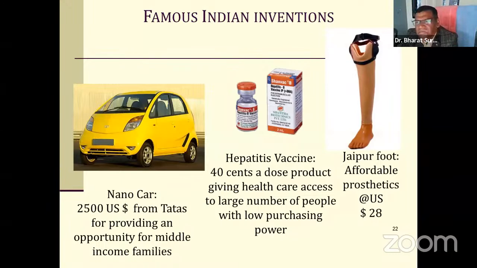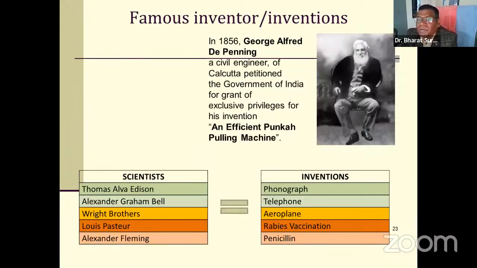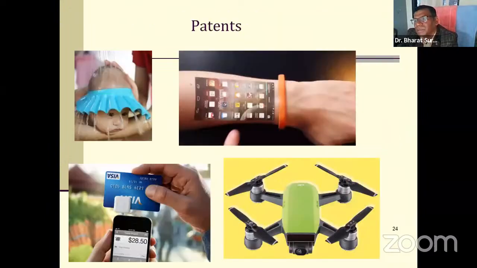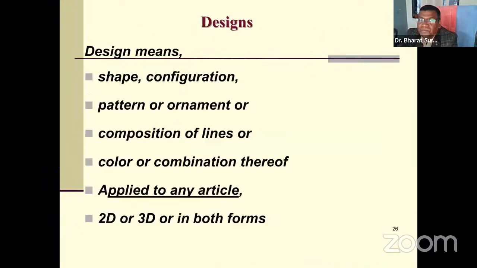Was there a Nano car earlier? There was Hyundai, Tata Motors, Maruti Suzuki, Mahindra. Nano came in between. These are examples of invention. Smart card, drones. These are separate examples.